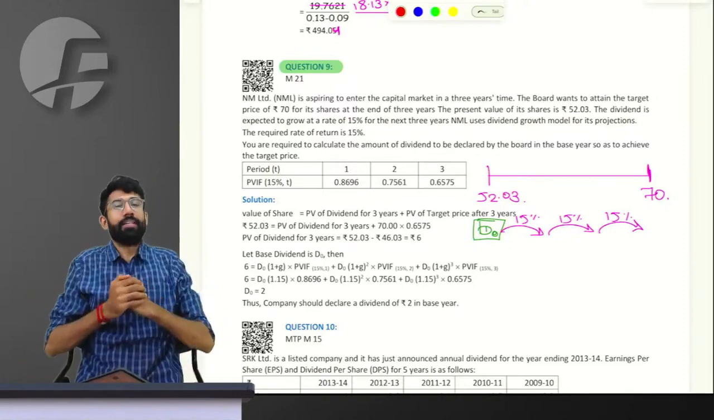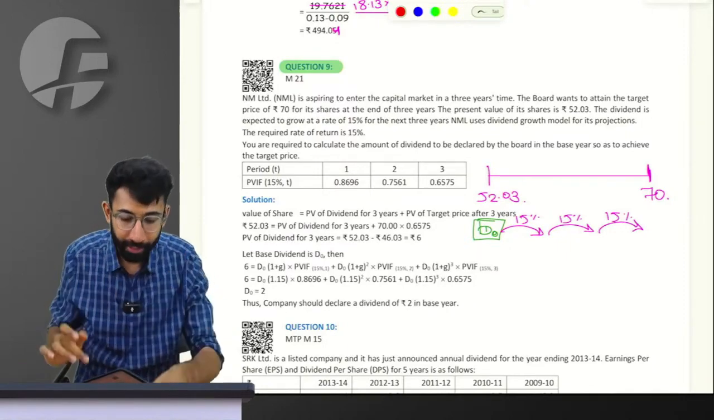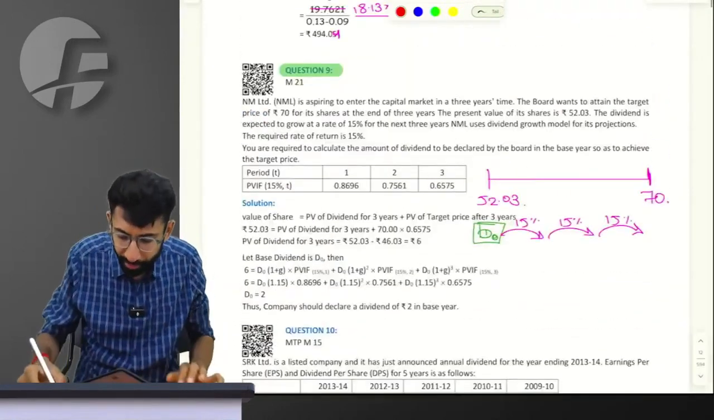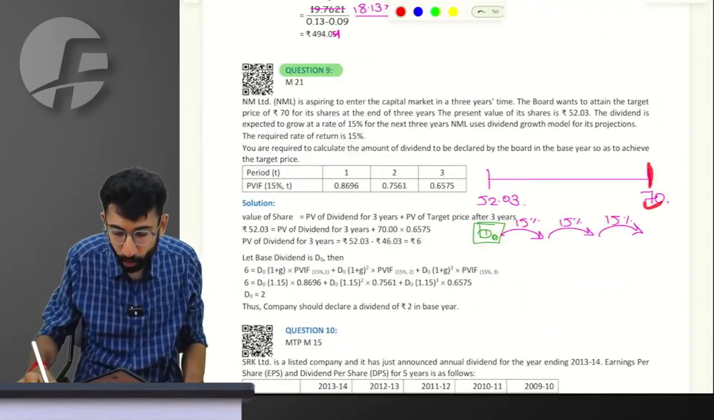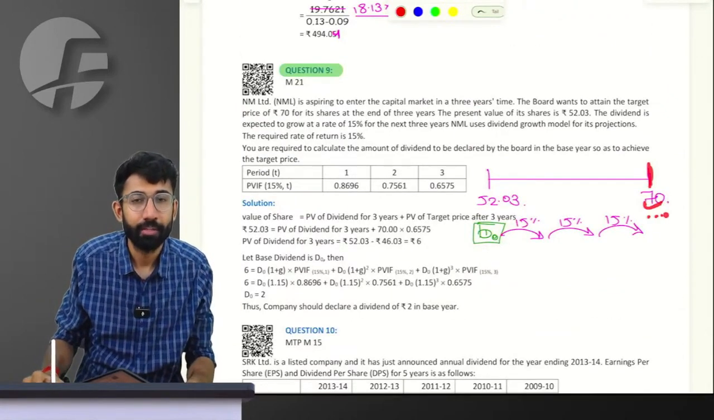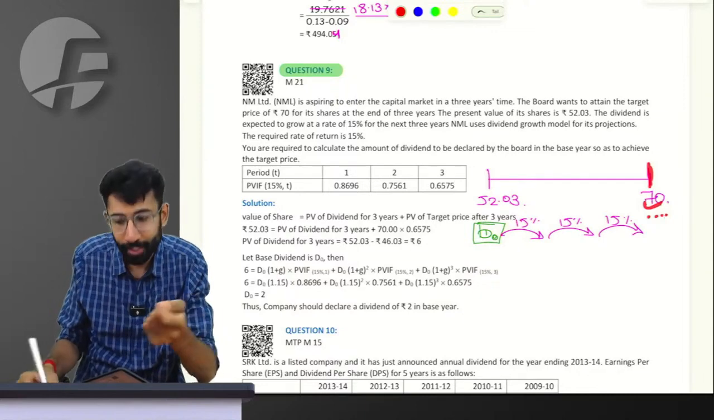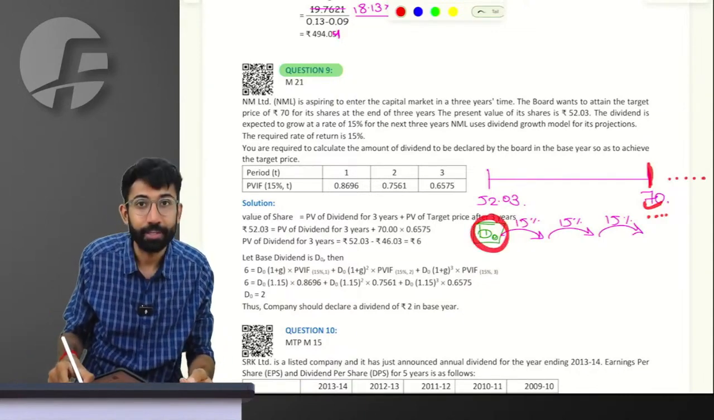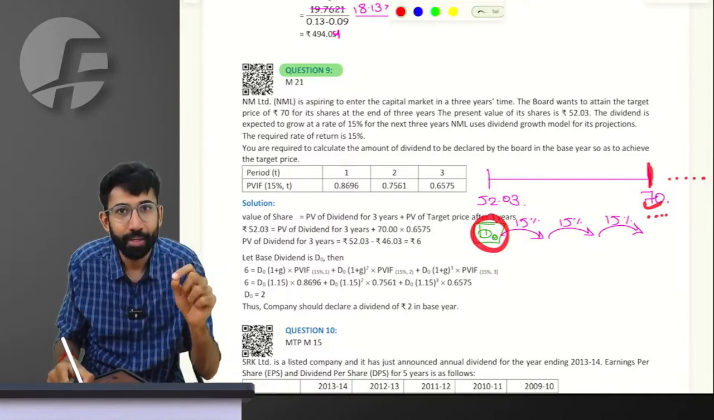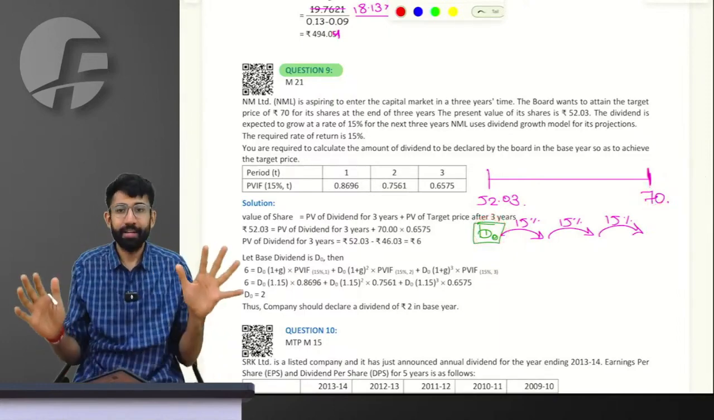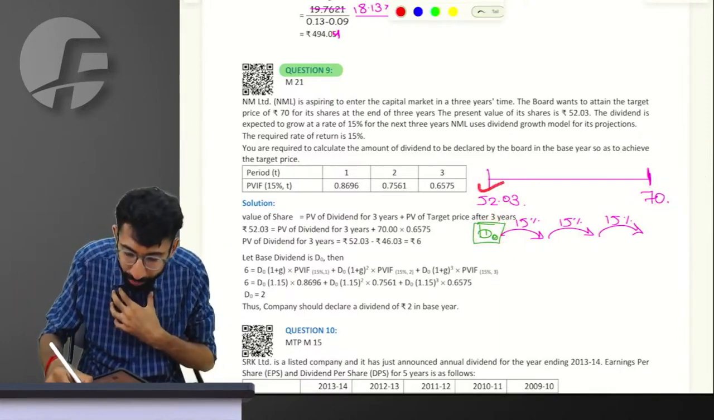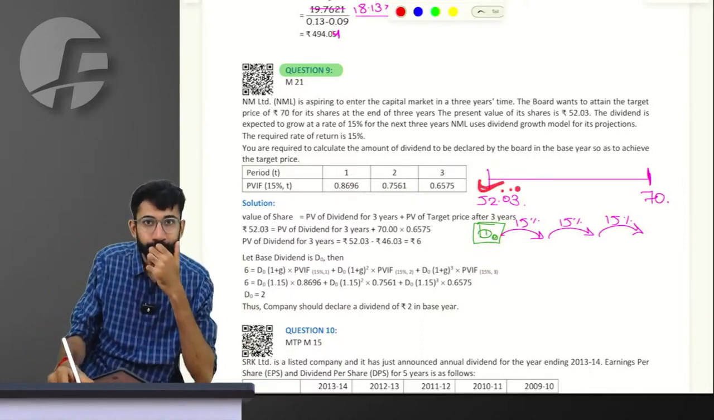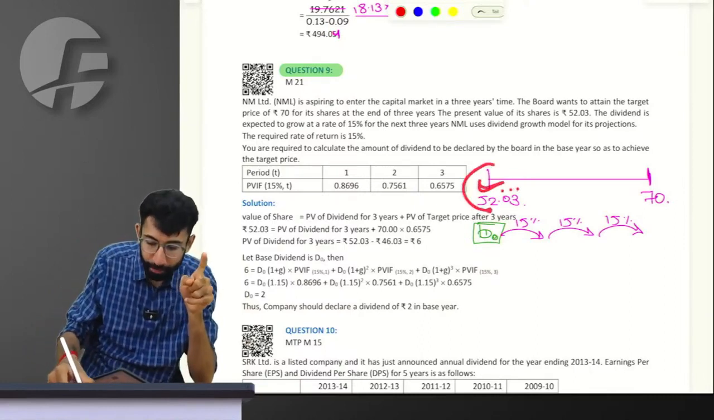So what is the problem with this question? Let me clearly tell you. If you read the language, you see that we want to maintain a target price of 70. But what we have to find out are not future dividends. What we have to find out are the past dividends. So in that case, you have to simply think of it as you have been given P0. What is P0?